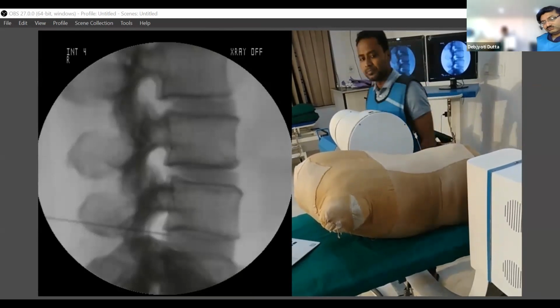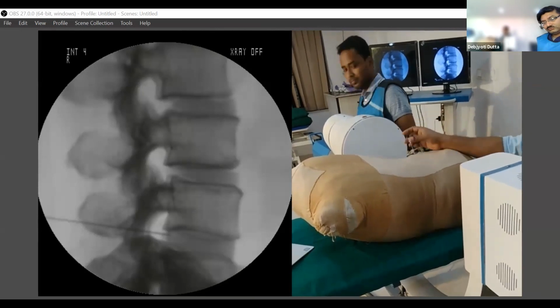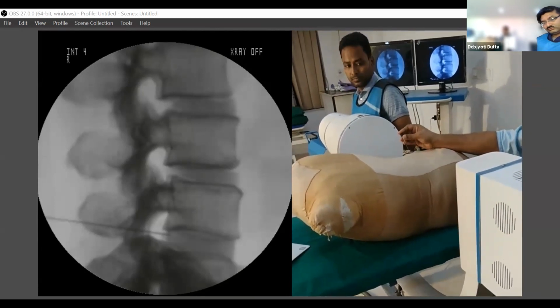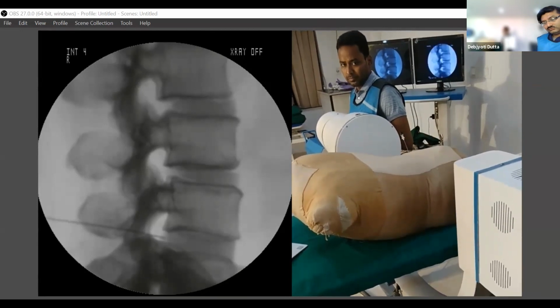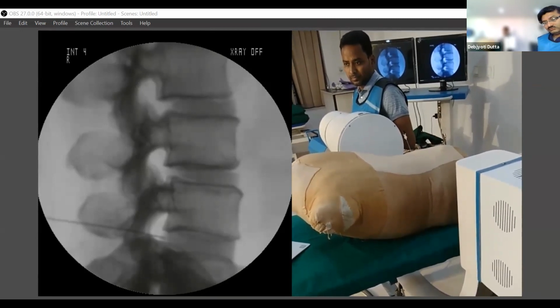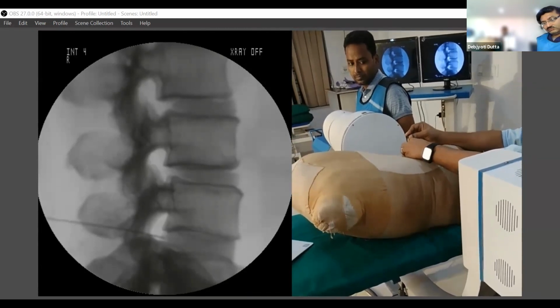Okay, you can see my needle is just touching the annulus in the upper part. So I still can manipulate a little bit. I can go in the middle of the disc. You see, I have manipulated a little bit, came a little down, and I'm in the middle part of the disc, and now I'll be going inside the disc.